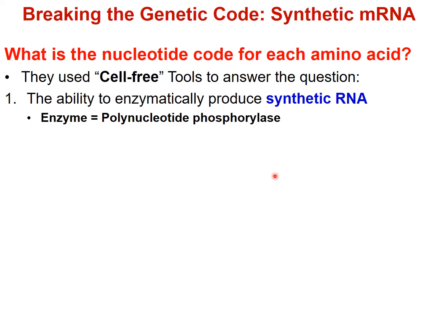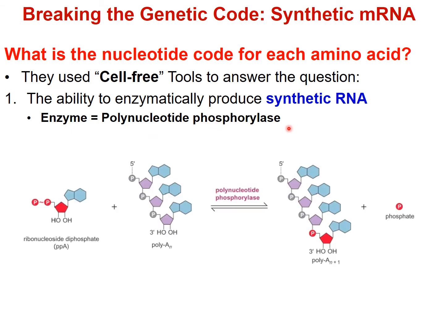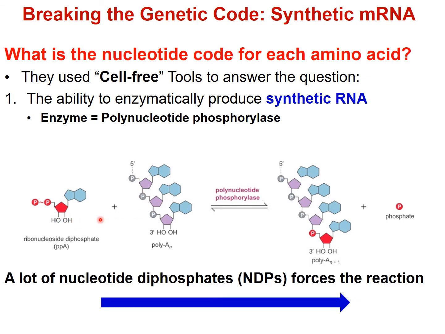They had the ability to synthesize RNA. Right? So they did this enzymatically outside of a cell. So this is biochemistry. They used the enzyme polynucleotide phosphorylase. That just takes ribonucleoside diphosphates, so there's only 2 phosphates, and you mix those in with an existing chain, or you just start putting in a whole bunch of these ribonucleoside diphosphates, and eventually you're going to get an extension of this chain. You're going to get more of these nucleotides.